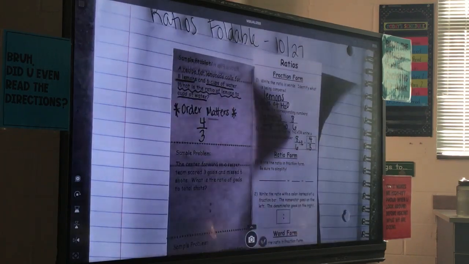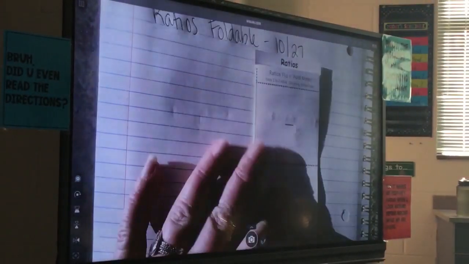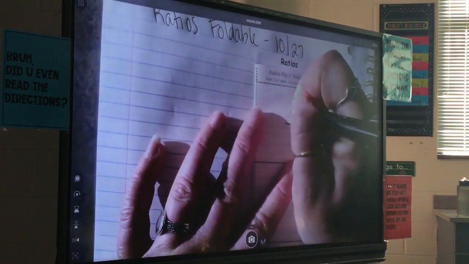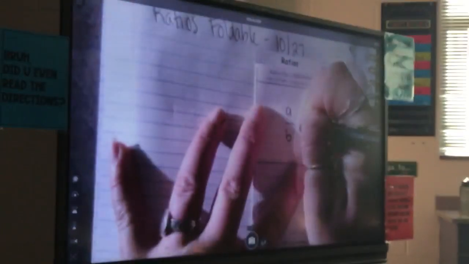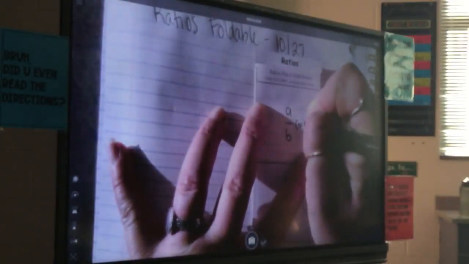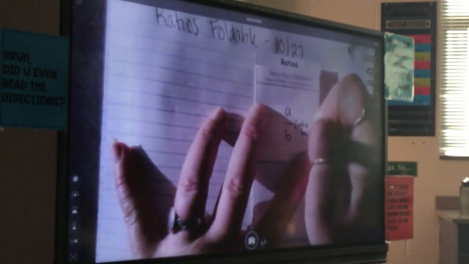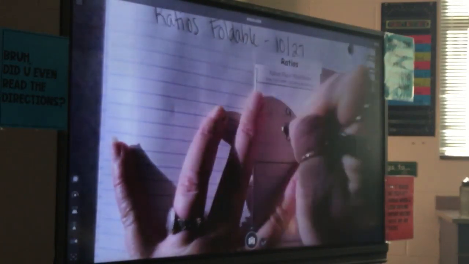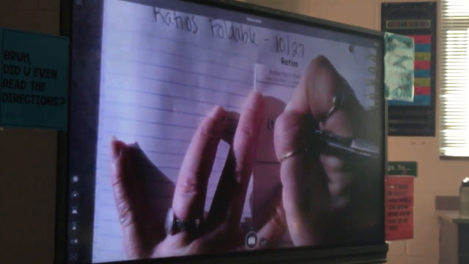All right, open it or flip the cover back over, and you need to write A to B, and here you're going to write not a fraction. And then on this side, you're going to write the word to.